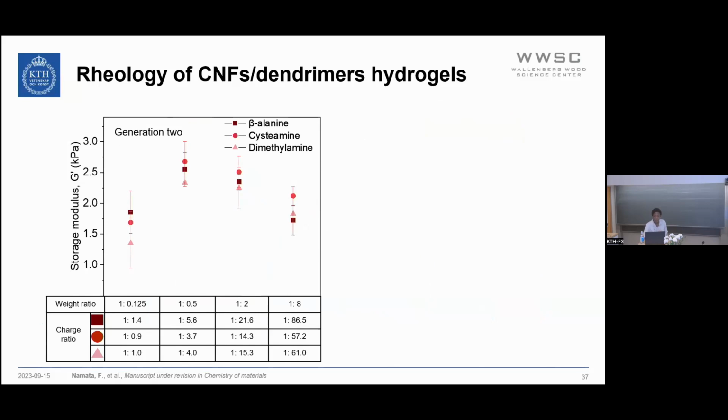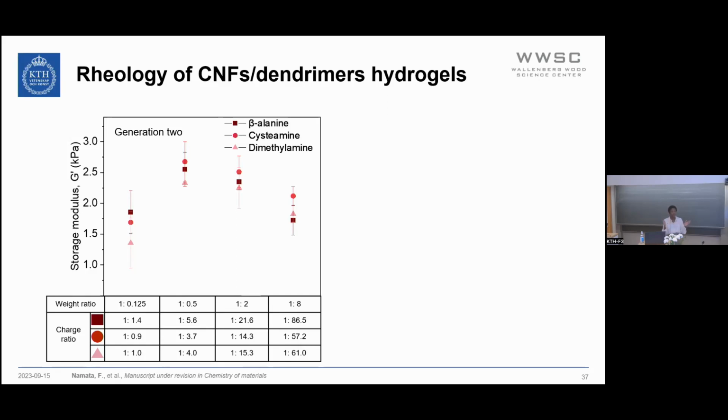So from the hydrogels that were prepared, in the third paper, we measured the rheology. We wanted to find out what kind of rheological properties our hydrogels have when we prepare them with different dendrimers. And we did this by varying the amount of dendrimer in the hydrogel formulation.